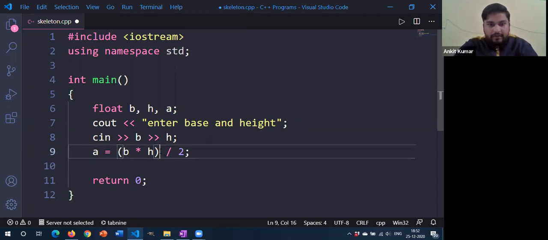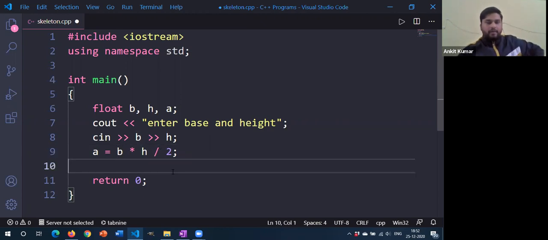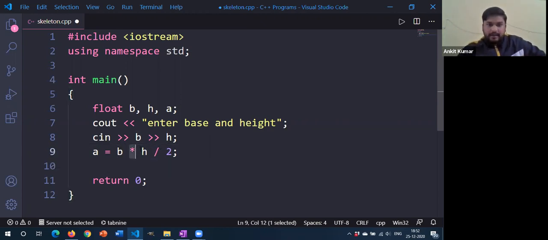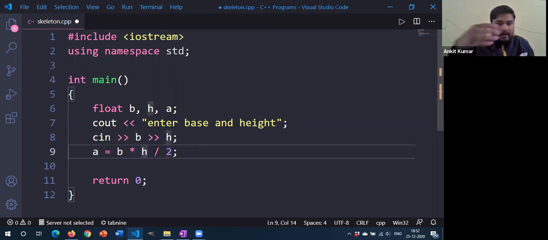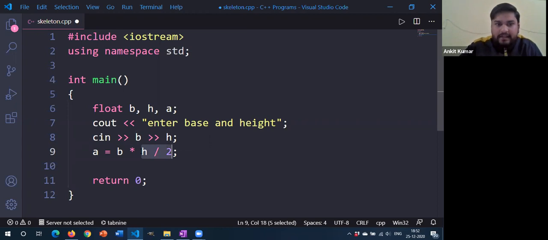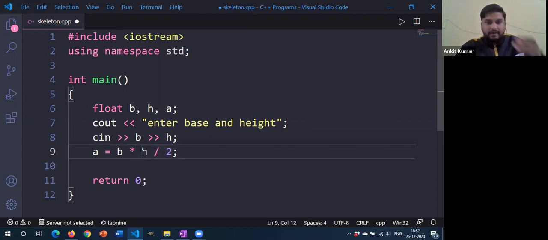Now if I remove these brackets, multiplication will be done first, and after that division will be done. But if you have some other variables as well, that would mean that this variable is divided by 2 and then it is multiplied with h. So it's better to use these brackets, which make it very clear that first this operation will be done, and after that we will divide.